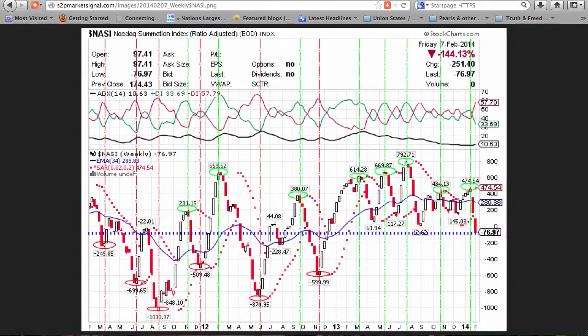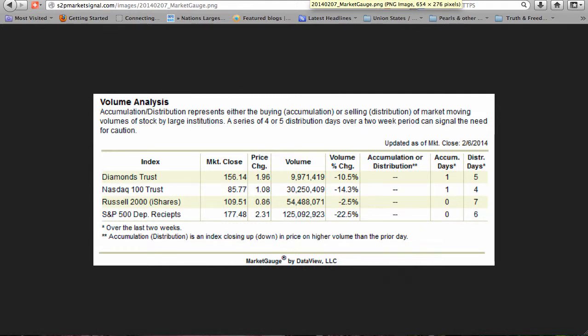The well-known market breadth indicator, the Nasdaq McClellan Summation Index, fell 251 points for the 15th decline in 27 weeks. At a negative 76.97 points, it continues below all 8 tops above plus 100 and above all 6 bottoms below minus 100 in the last 35 months. Market gauge volume analysis.